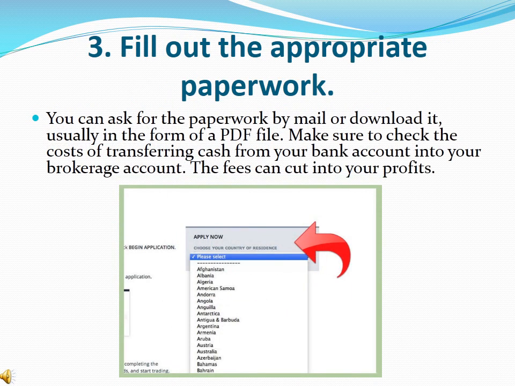3. Fill out the appropriate paperwork. You can ask for the paperwork by mail or download it, usually in the form of a PDF file. Make sure to check the costs of transferring cash from your bank account into your brokerage account. The fees can cut into your profits.